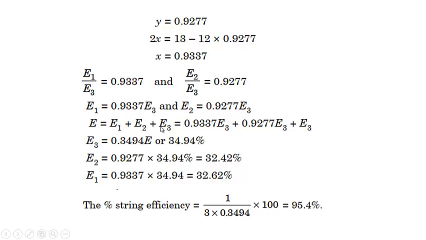So the summation of three voltages will be equal to 0.9337 E3 plus 0.9277 E3 plus E3. When we calculate its total sum, it will be 2.85 something, and then E3 will be E divided by 2.85, it comes out to be 34.94%. So E2 will be equal to 32.42% and E1 is equal to 32.63%. You can see that their voltage distribution is almost same, and the percentage string efficiency will be equal to 1 divided by 3 into 0.3494, it comes out to be 95.4%.